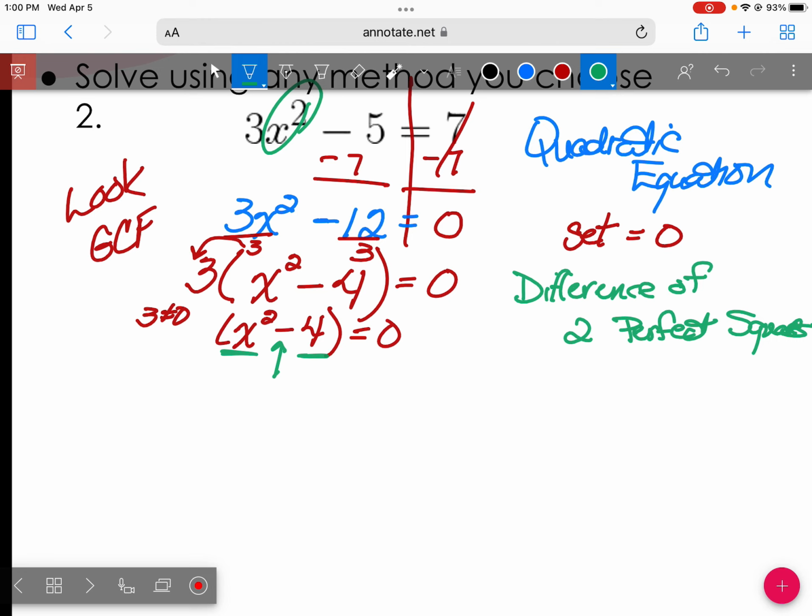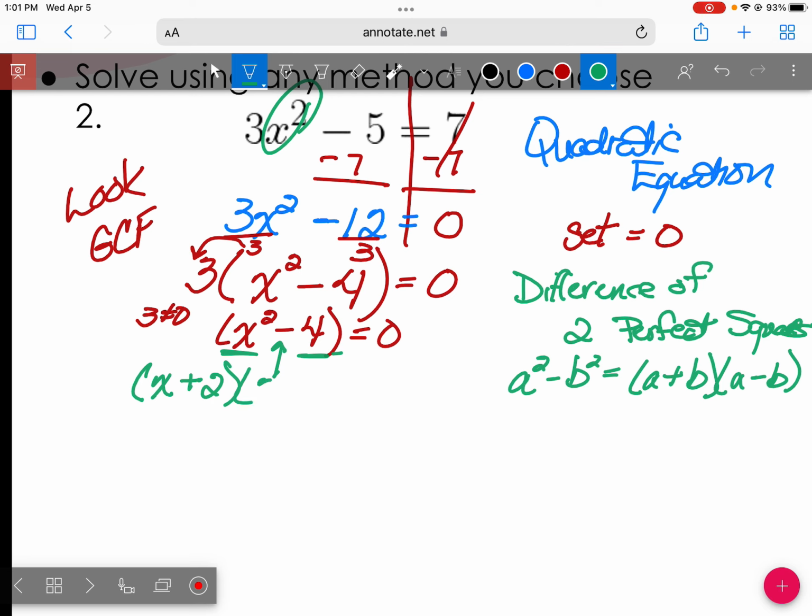So if you know the shortcut, and that's what this is, a shortcut, if you have a squared minus b squared, you're going to get the quantity a plus b times a minus b. So it's the square root of the first term plus the square root of the second term, times the square root of the first term minus the square root of the second. You guys remember that at all? No? Wow. Okay. So in this case, using x squared and 4, it would be x plus 2 times x minus 2 equals 0.